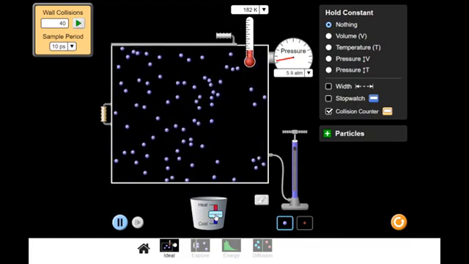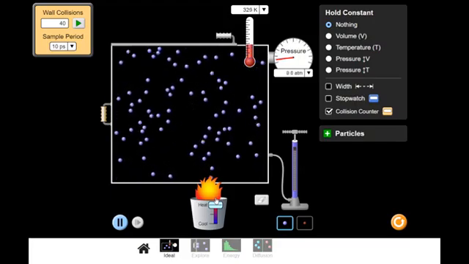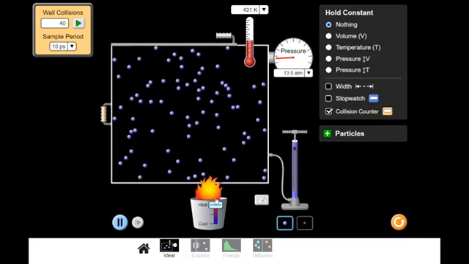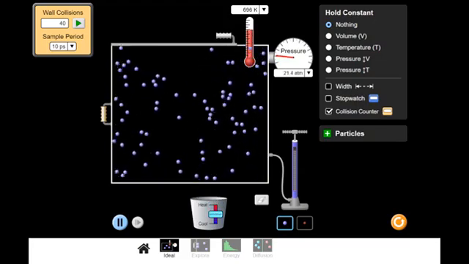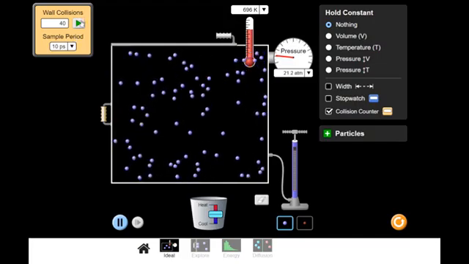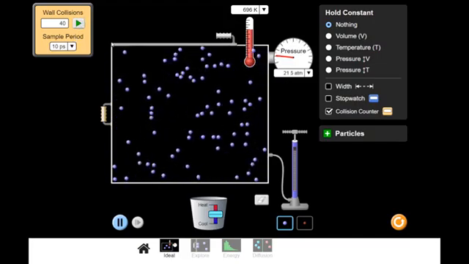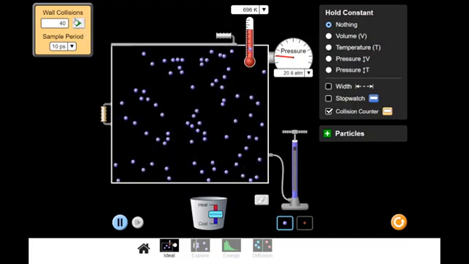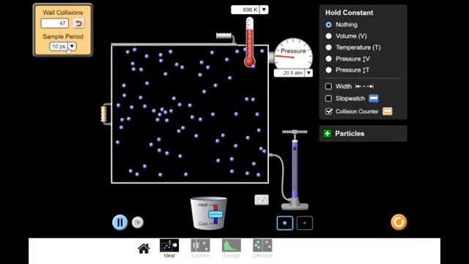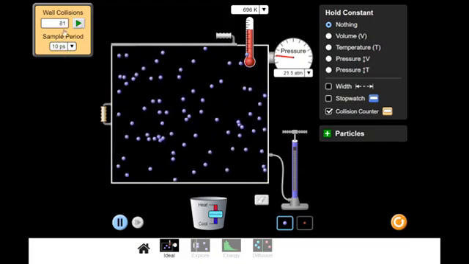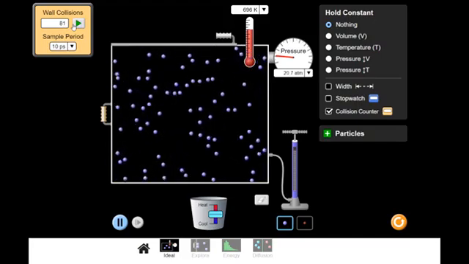But if I heat up, add some more heat here, get way up, raise our temperature, which is going to raise our pressure. All right, so we're at almost 700 here. Let's see how many wall collisions we have at this higher temperature. Here we go, we are at 81. So we can see more wall collisions because those particles are moving faster.